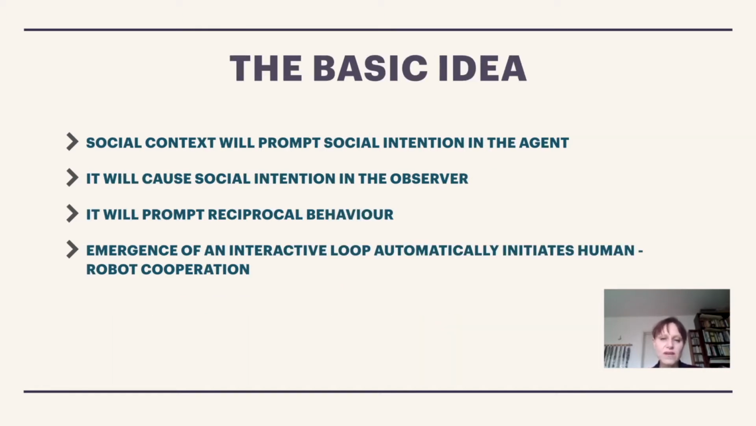So to summarize, the basic idea of this study is that there is a social context, it will prompt social intention in the agent, and it has a characteristic movement kinematics that is directly perceivable. Social intention in the agent will cause a social intention in the observer, and this will prompt reciprocal behavior between the two agents. And then we'll have the emergence of an interactive loop that automatically will generate human-robot cooperation.